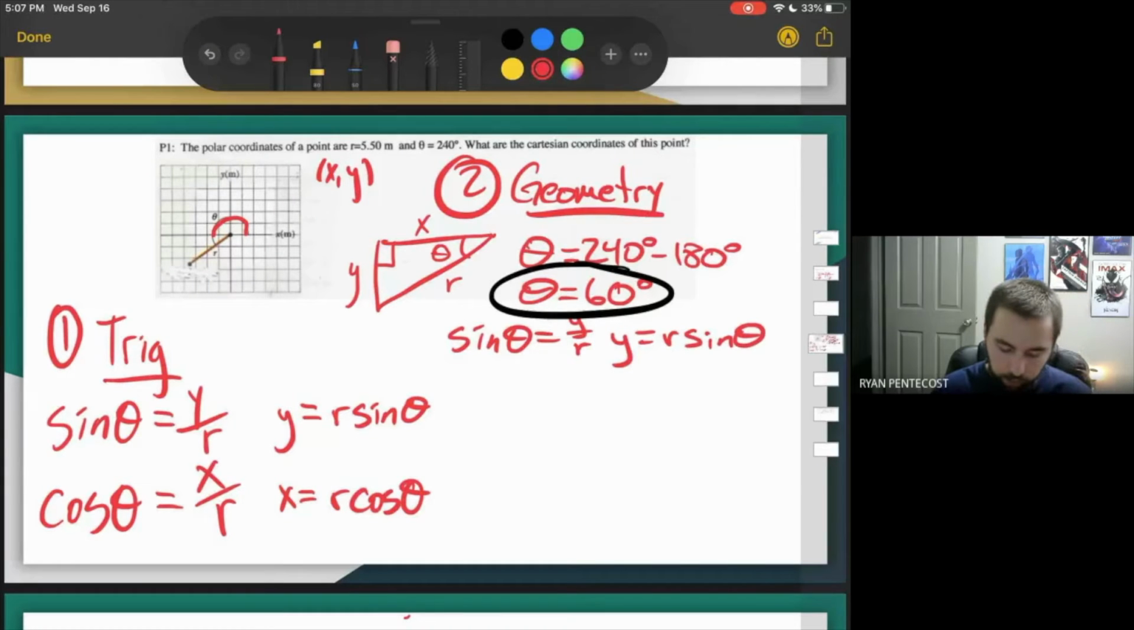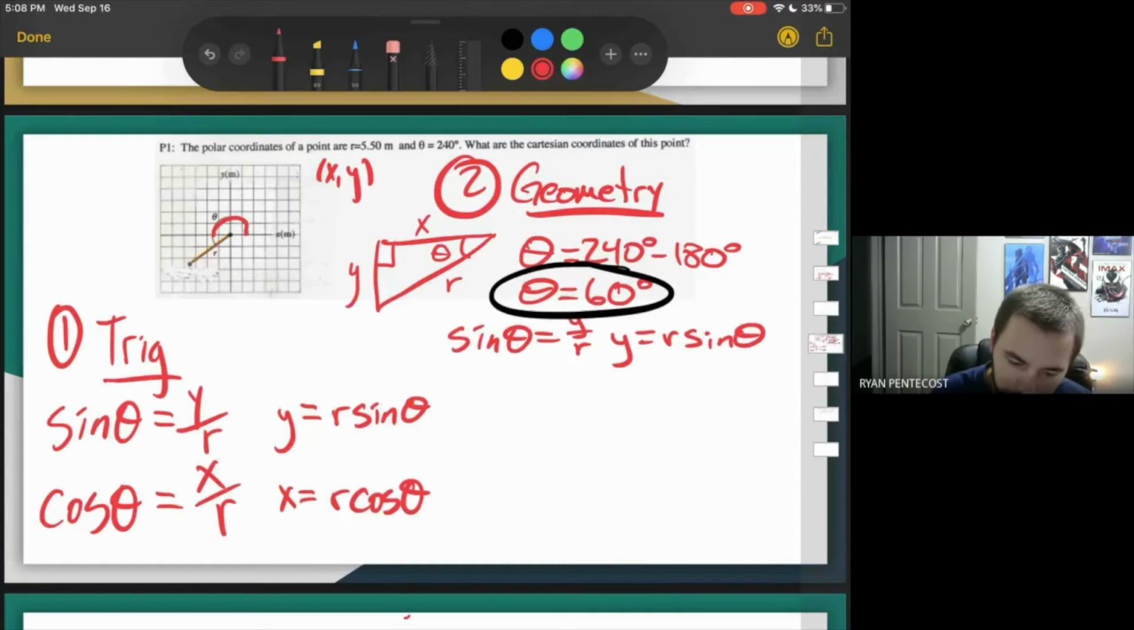Now, trigonometry is going to actually take care of the difference in theta. It doesn't actually matter if you use 240 or 60, because sine and cosine will take care of that difference for you.